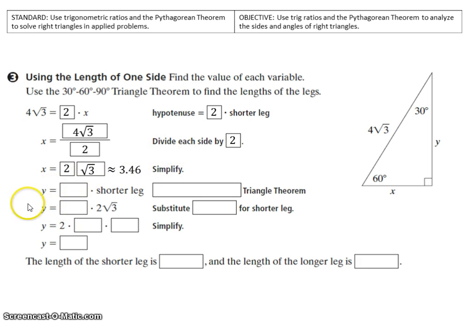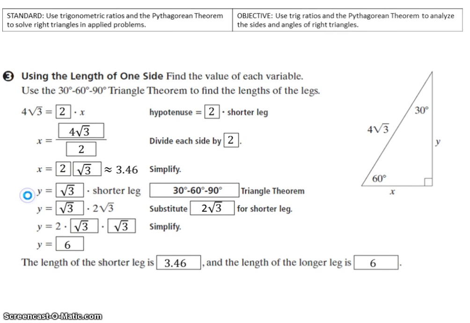So now we want to find what y is. So y is going to be radical 3 times the shorter leg. That's from the 30-60-90 triangle theorem. So we do 2 radical 3 for the shorter leg, multiply that times radical 3. So I've got 2 times radical 3 times radical 3. Radical 3 times radical 3 would make it radical 9. And radical 9 is the square root of 9, which would be 3, so it's 3 times 2, so that's 6. So that means the length of the shorter leg is 3.46, longer leg is 6.